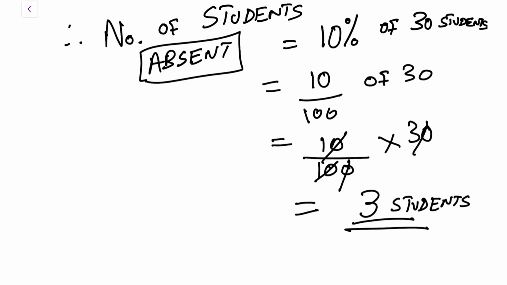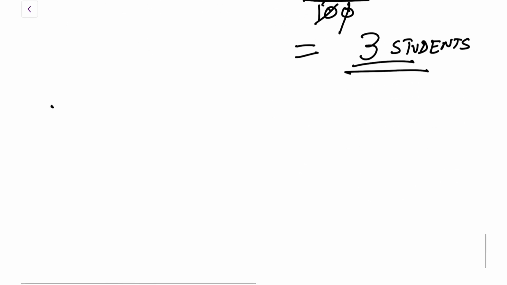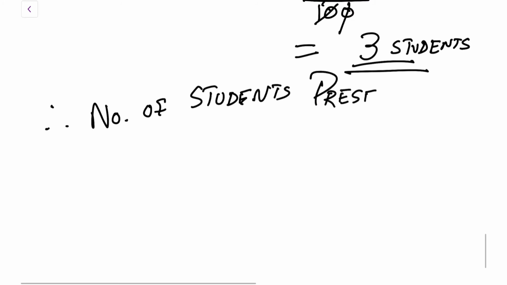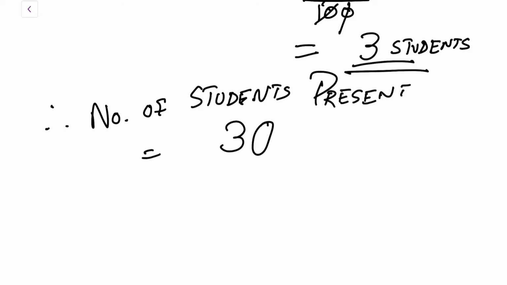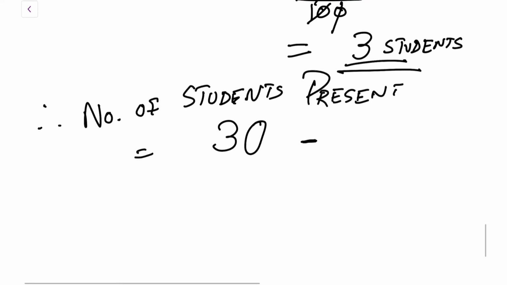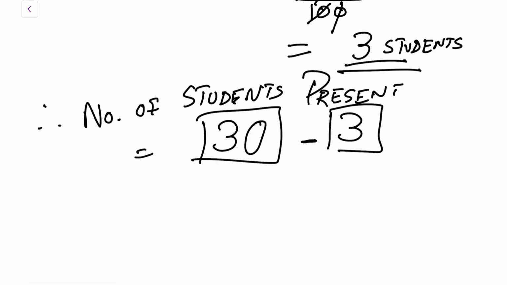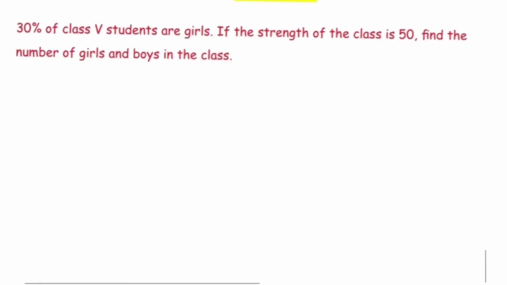Okay. But what is the question? They're asking you to find out the number of students present in the class. How do we do that? Therefore, number of students present will be what? Can you guess? That's right. Total number of students in the class. How many are there? From the total number of students, you just have to remove the students who are absent. That is 3. That's right. Total number of students. Remove the students who are absent. You will get the number of students who are present. So 30 minus 3 is 27. So 27 students were present in the class. That's your answer.